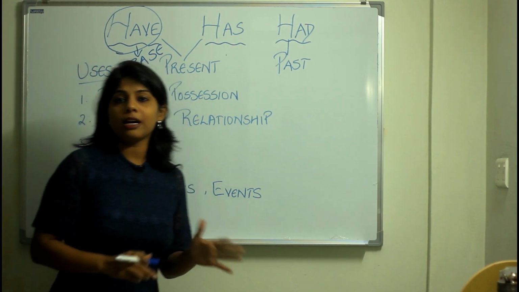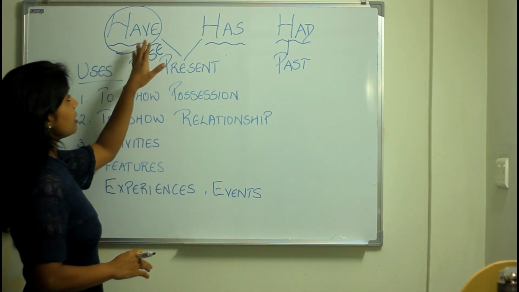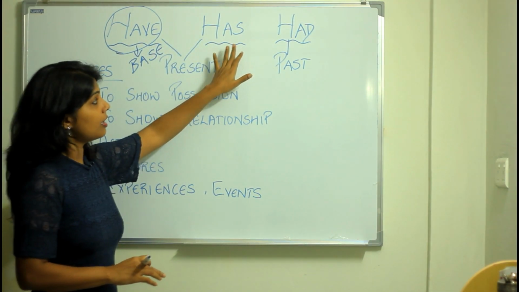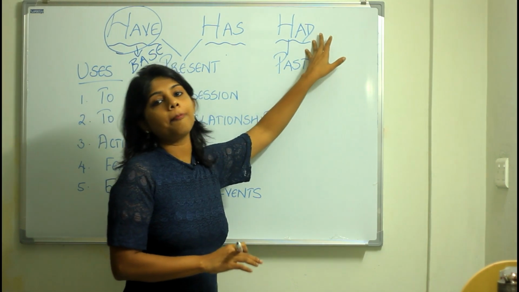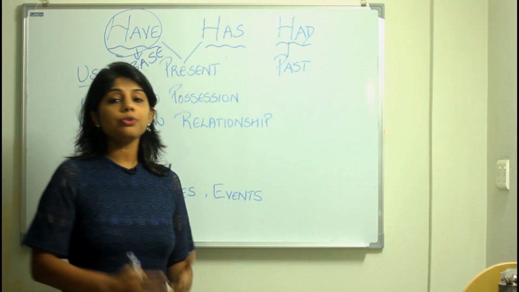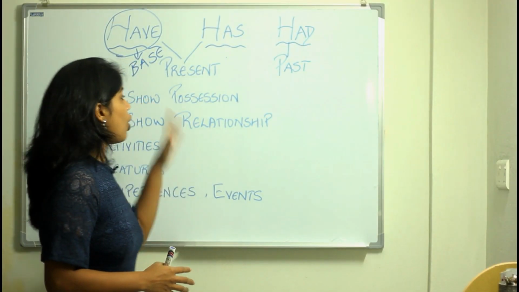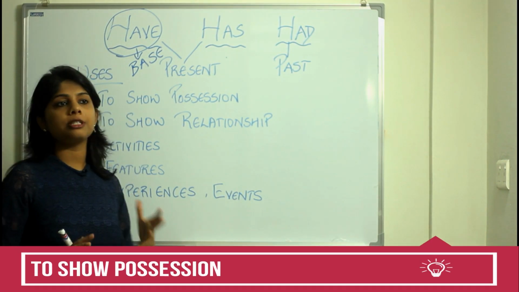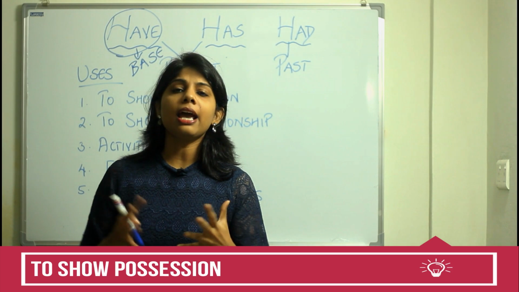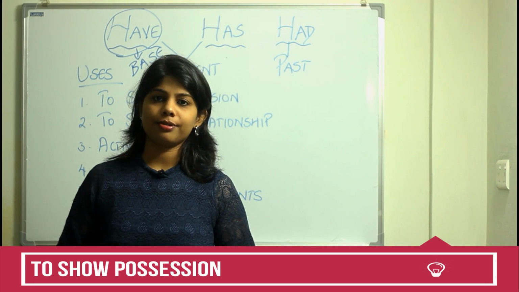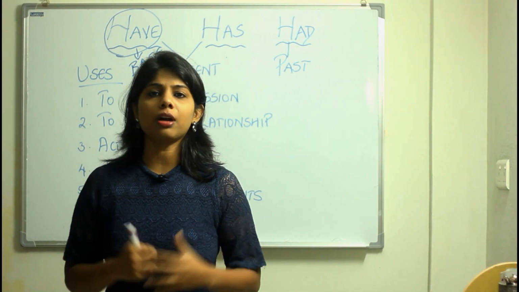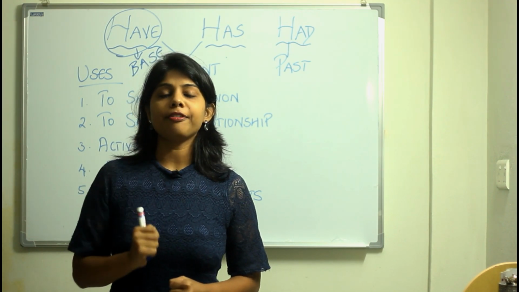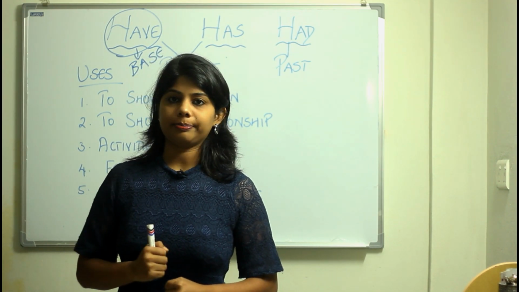Now we will first learn how to differentiate between have and has in the present tense, the verb had in the past tense. We use the verb have in all these cases. Let's understand them. To show possession. He has a beautiful house. She has a new car. Here, the different forms of the verb have are used to show possession.